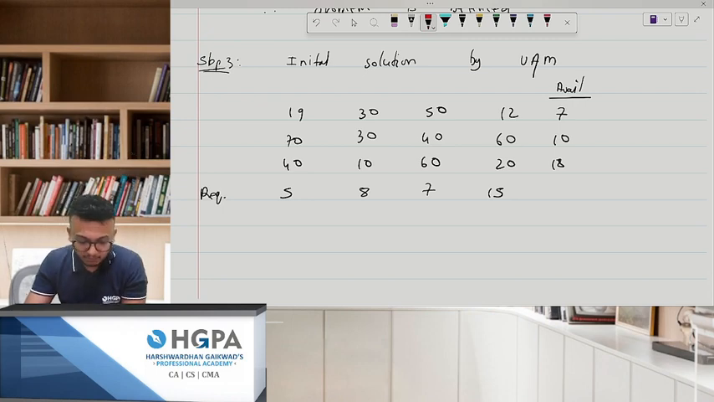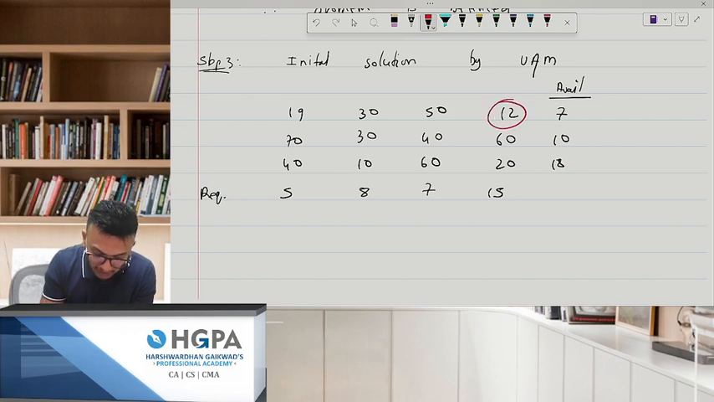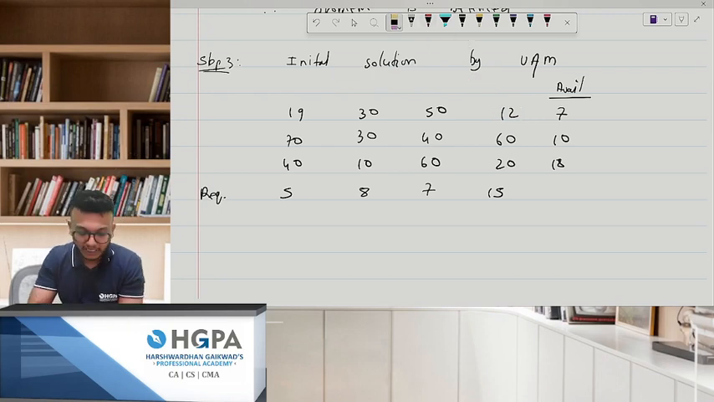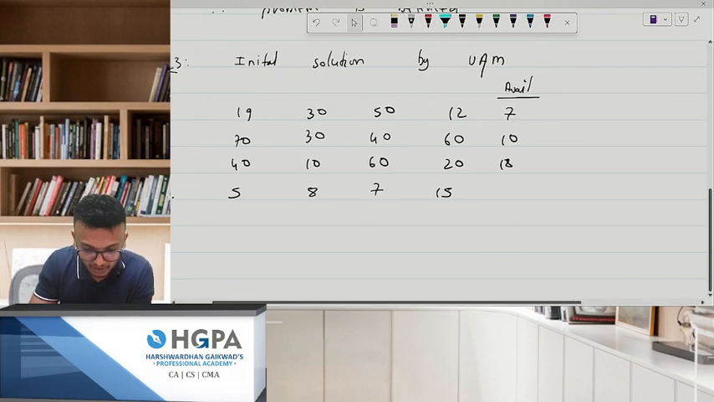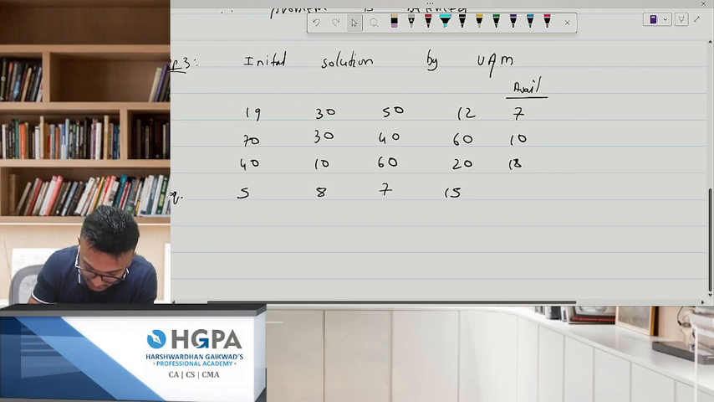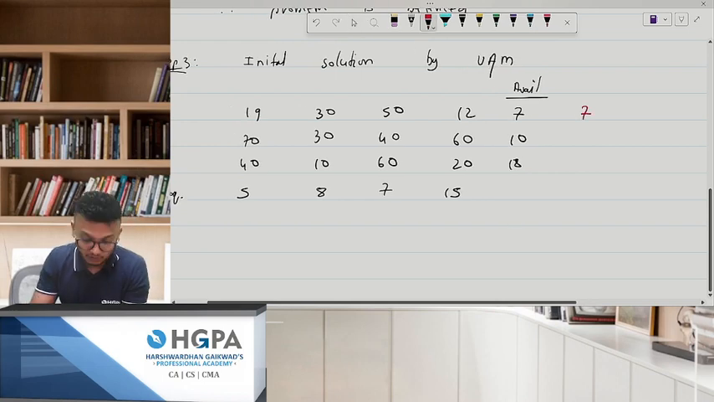Row penalty is, please pick up the least number, that is 12, and pick up the next number which is just ahead of it. And what is that? 19. And then you have to write down the difference of 19 and 12. That is called a row penalty. So please tell me, this will be how much? 7. Now you find out the other thing.